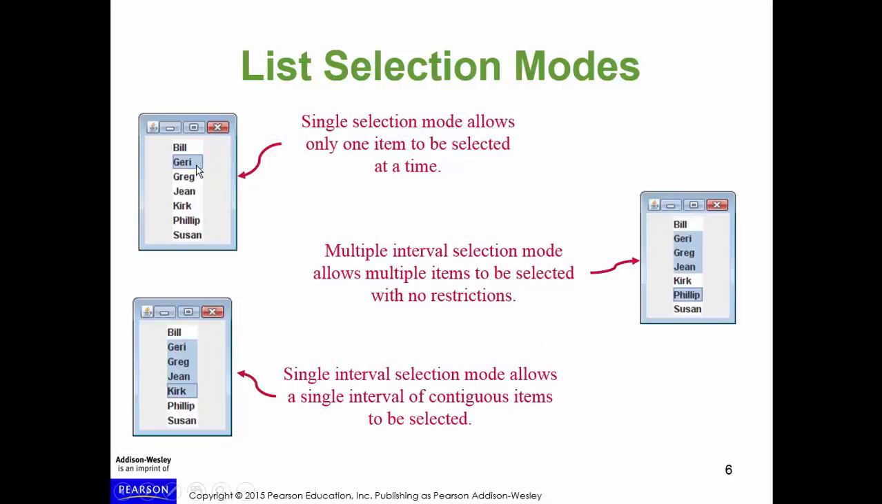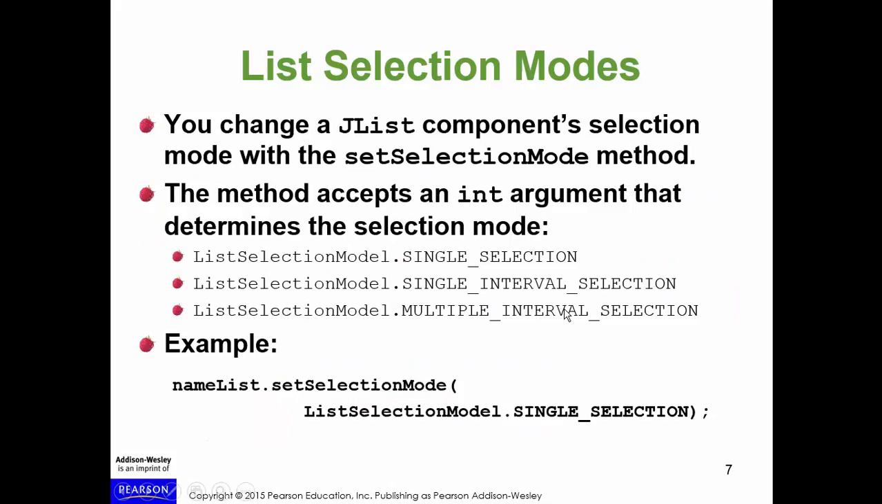So there's one at a time, there's single interval, and there's multiple interval. When you work with this, there is a method called setSelectionMode, so you can set it to any one of these three, the three we just told you. You'll notice that after the dot, that's all in caps because these are constants.